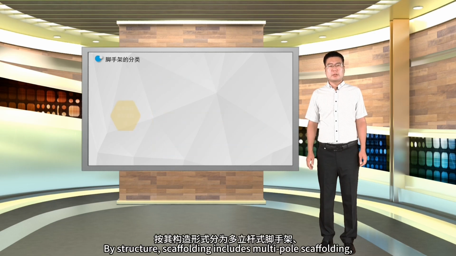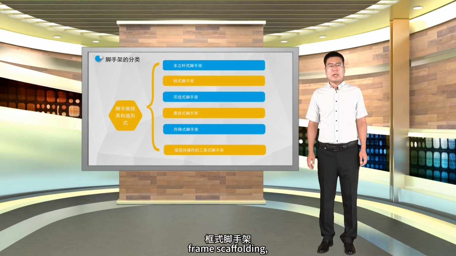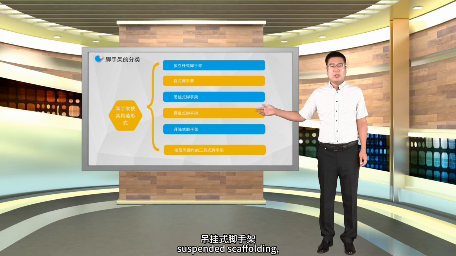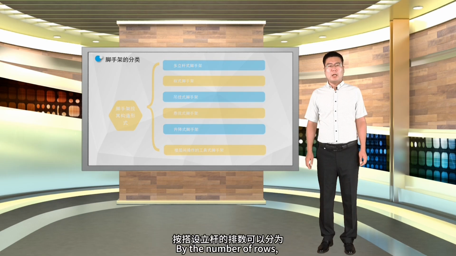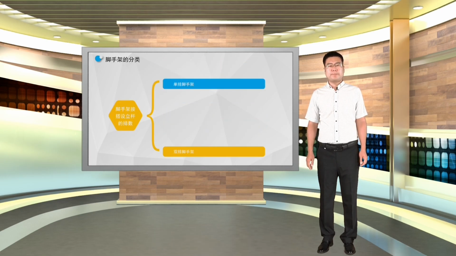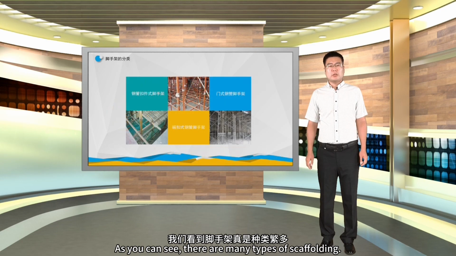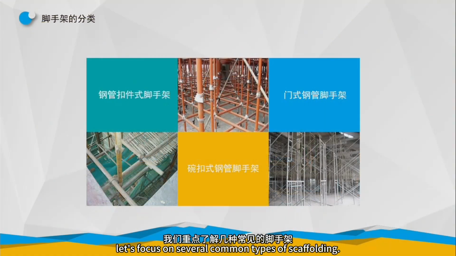By structure, scaffolding includes multi-pole scaffolding, frame scaffolding, suspended scaffolding, cantilevered scaffolding, lifting scaffolding, and prefabricated modular scaffolding. By the number of rows, scaffolding can be single row or double row. As you can see, there are many types of scaffolding. Next, let's focus on several common types of scaffolding.